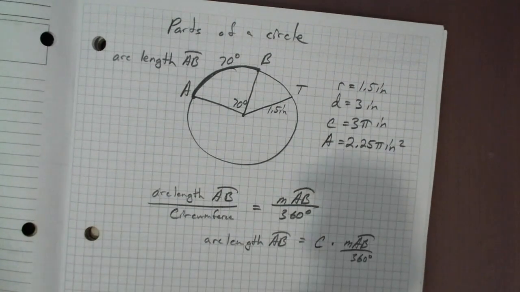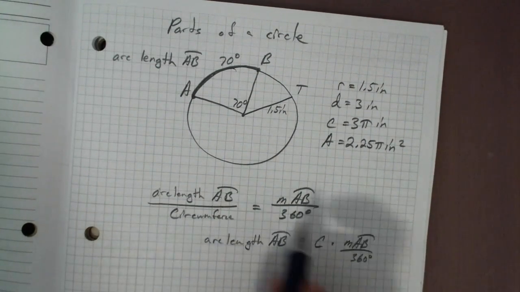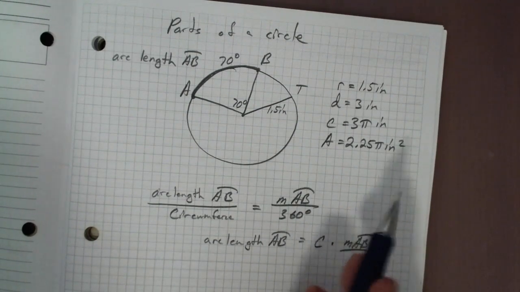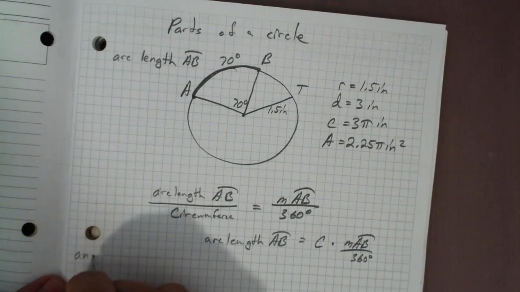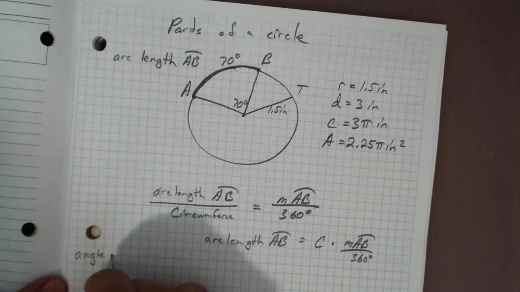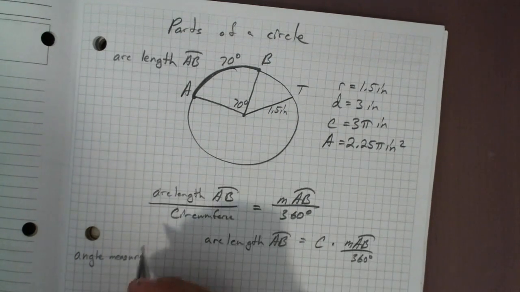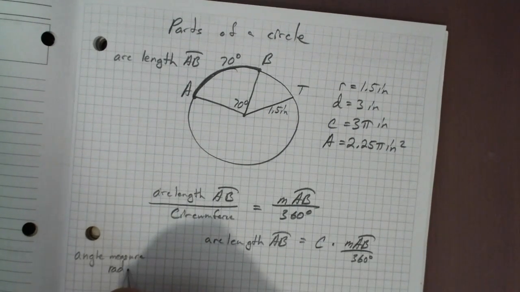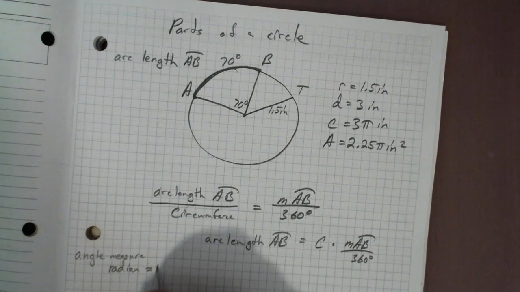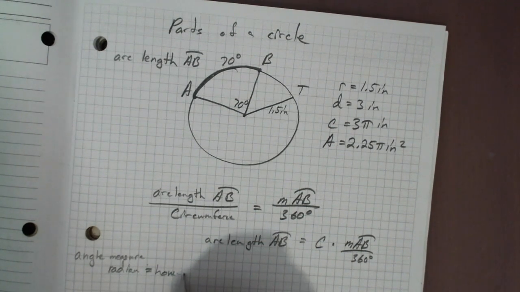Okay. Now there's another formula for arc length. There's another unit of measurement for angles. The other unit of measurement for angle measure is called radians, and radians are very useful for figuring out arc length. A radian is the length of a radius. So it's basically saying how many radii are there in the arc.